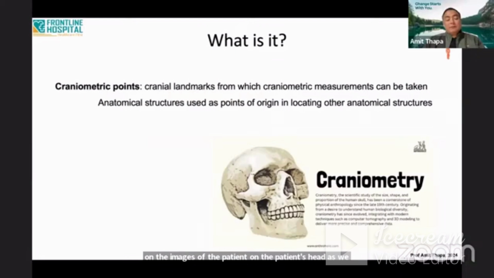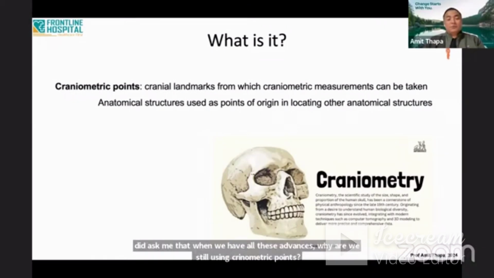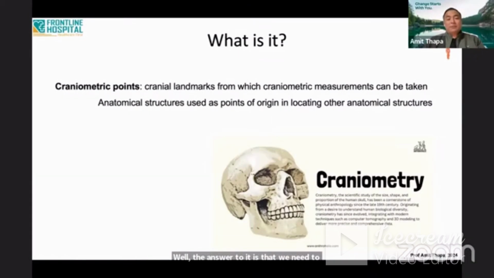Well, this may be of very much help, but then one of my medical students, while we were using the navigation system, did ask me, when we have all these advances, why are we still using craniometric points? Well, the answer is that we need to make a plan, we need to position the patient, and then we have to fix the patient and attach it to the navigation system. So before we come to the navigation system, we need to have everything decided on the basis of the craniometric points. So craniometry is basically a scientific study of the sizes, shape, and proportion of the human skull.